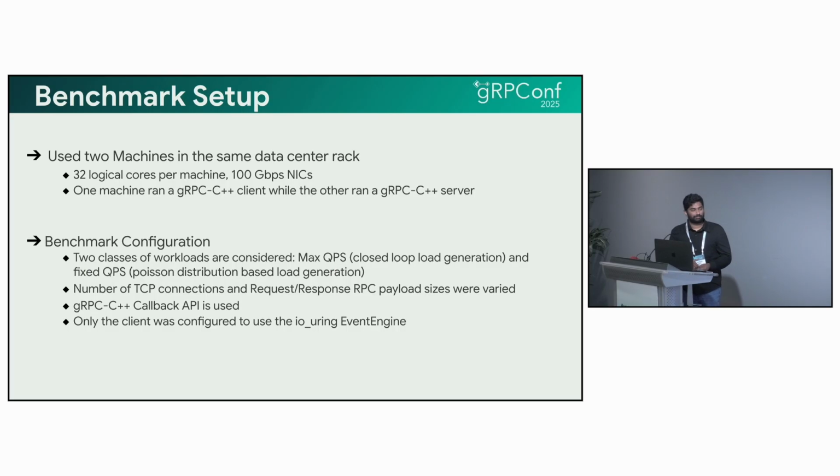So I'll talk a bit briefly about what happened with our prototype and what the results look like. We did some simple benchmarking. We used two machines in the same rack, each with 100 gigabit NICs. One machine was running a gRPC client and the other a server. We tested on two classes of workloads: a max QPS benchmark, which tries to generate as much data as possible, and a fixed QPS benchmark, where the load generation is fixed. We varied the number of TCP connections, request response payload sizes, and so on. We configured the client to use our IO event engine.